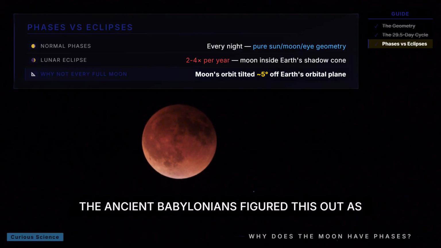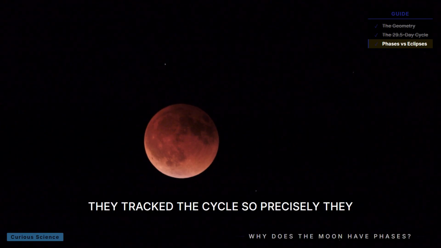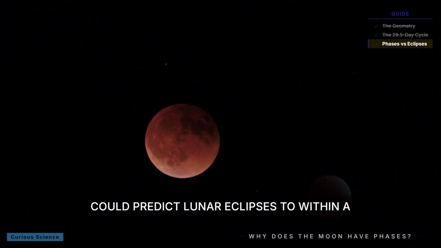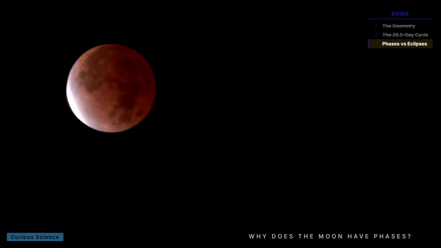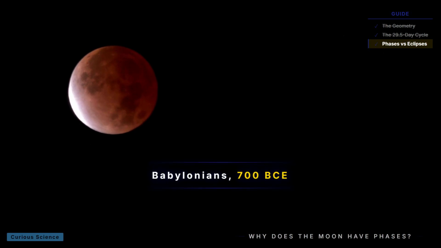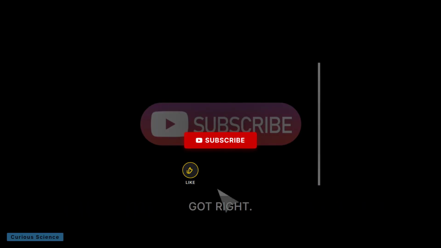The ancient Babylonians figured this out as early as 700 BCE. They tracked the cycle so precisely they could predict lunar eclipses to within a few hours. They did not need a telescope. They needed only patient sky watching and the willingness to trust geometry over folklore. That's the geometry the ancient calendar already got right.